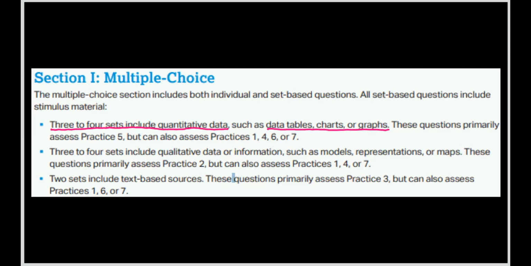And then you'll get 3 or 4 sets with qualitative data or information. So if you remember, quantitative is going to involve numbers.